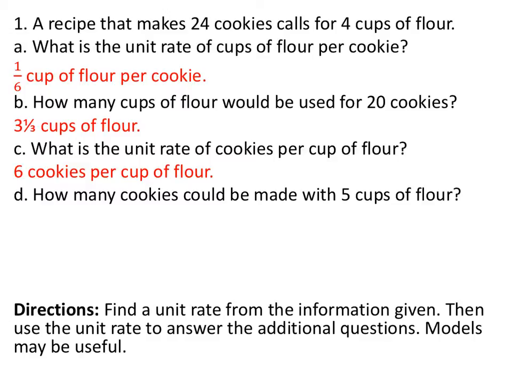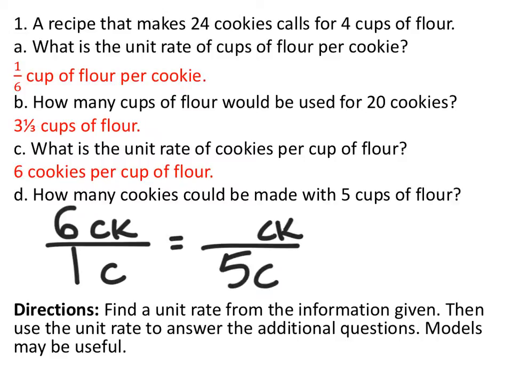So then, how many cookies could be made with 5 cups of flour? Let's go ahead and write that ratio. So I have it now, the cookies are in our numerator and cups in the denominator. Again, it doesn't matter where those are, as long as after we've written our initial ratio, we have the cups and the cookies written either in the numerator and denominator consistently, that's fine.